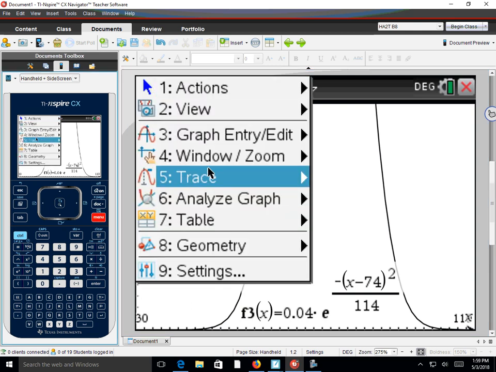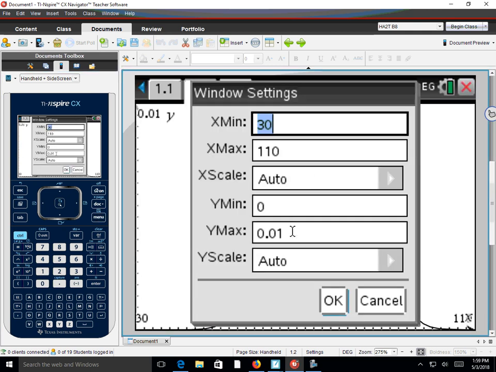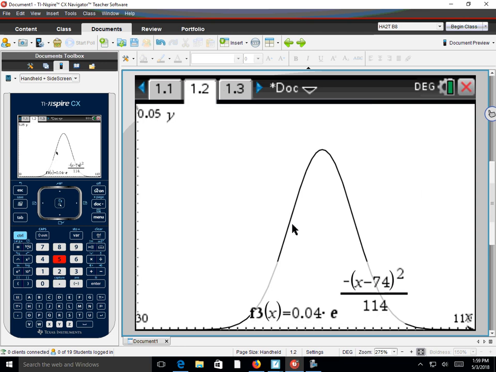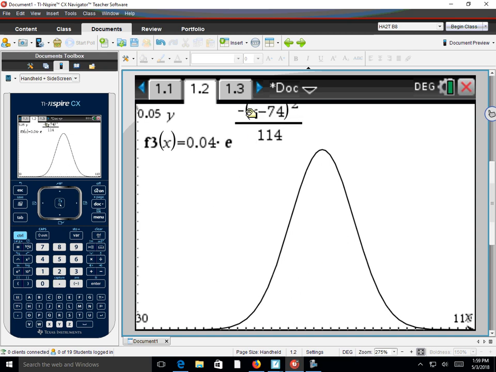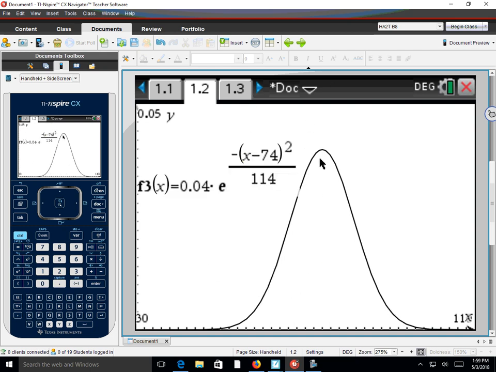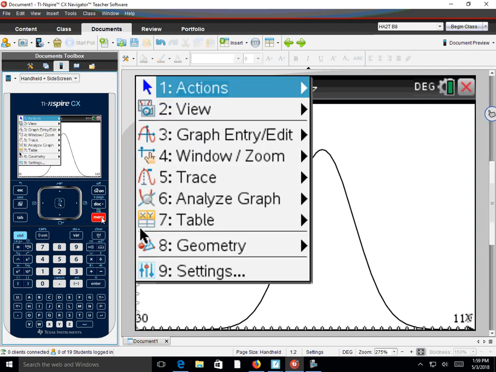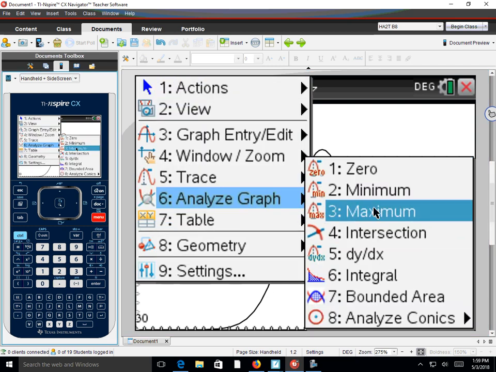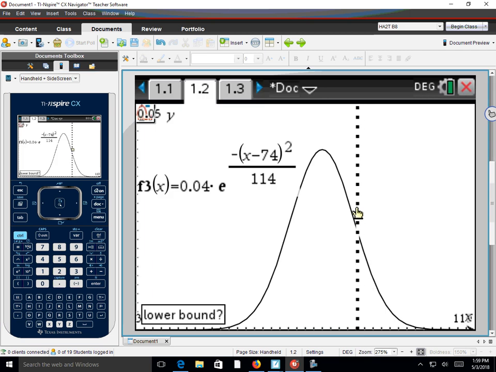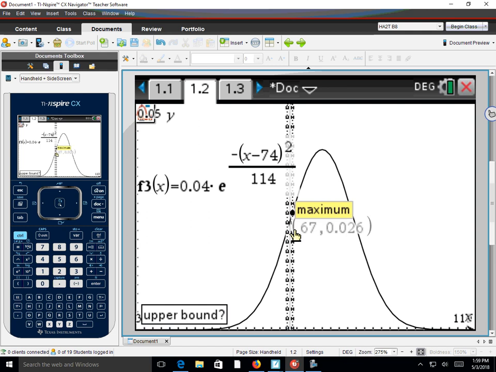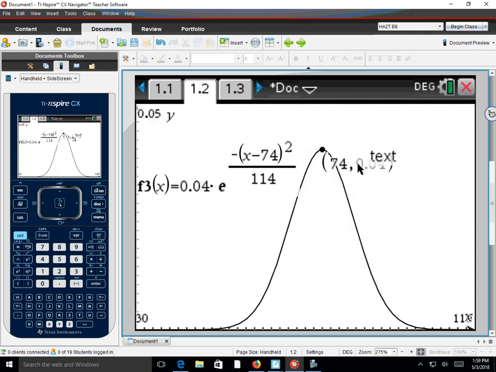So let's change that. Menu, window zoom, window settings. How about making that like 0.05? That looks better. Are you getting a bell-shaped curve on your calculator? All right. So now at this point, we want to know where this maximum is occurring. So we go menu, analyze graph, maximum, right? And now it's asking where do you want your lower bound? I got to get to the left of that bell, and then upper bound, I got to get to the right. And I click, and it sure looks like it gets the ordered pair 74, 0.04.